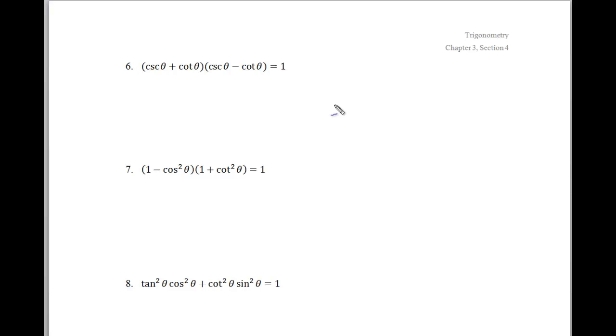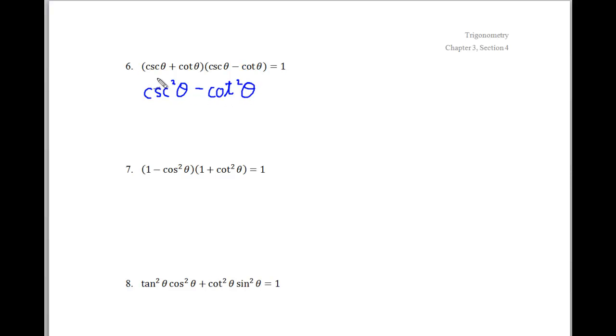We are looking at some FOIL problems, and when we do our FOIL, we can see that these are the same order, cosecant, cotangent, cosecant, cotangent, but they're opposites. So what this means is that this is going to give us the difference of squares. So this is going to be cosecant squared theta, and then minus cotangent squared theta.